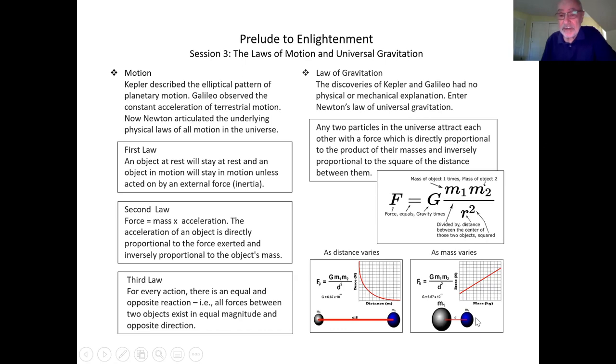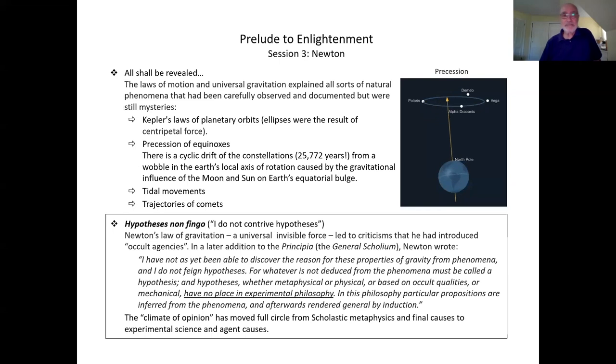As mass varies, here in the lower right animation, you see M1 getting larger in relation to M2, and we see the straight line of increased force because it's not a square, it's a direct proportionality of the product of the masses. And so force, which is the y-axis in both these graphs, goes up on the right in a straight line. And not with this curve that we see in the graph of distance. Now, all shall be revealed.